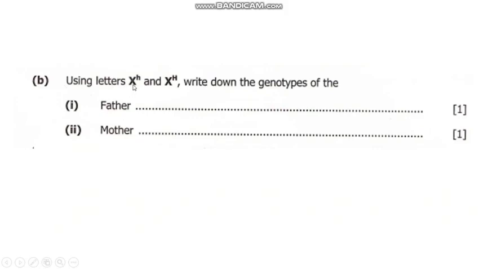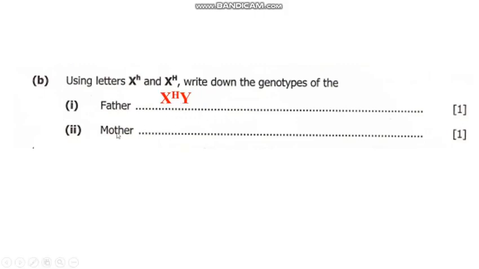Using letter X and the small letter h representing the gene which is infected, and the X with a capital letter H representing the normal gene, write down the genotypes of the father. So when you look at the father, this is the male who has an XY combination. According to the statement, the father was non-hemophilic, so this is a normal father who is going to have X with a capital letter H and the Y. So the genotype of the father will be this one.